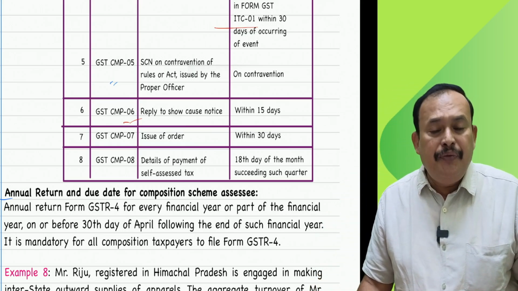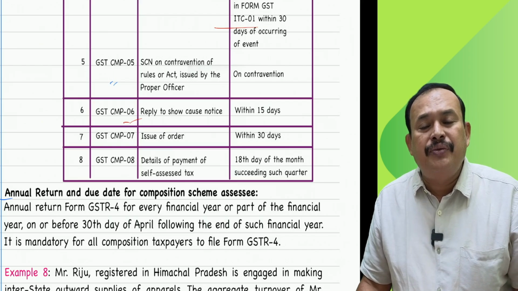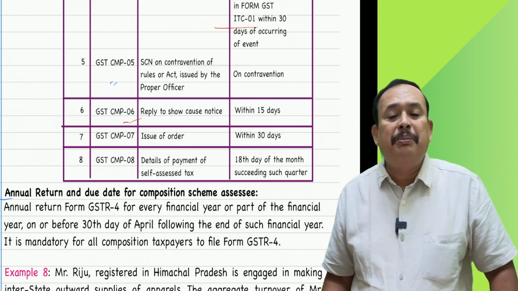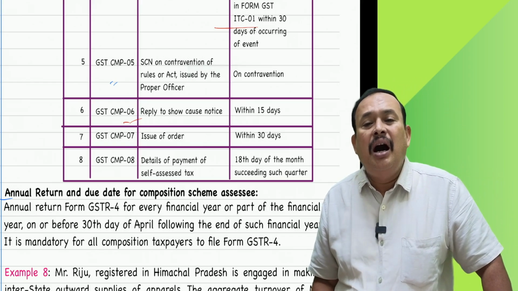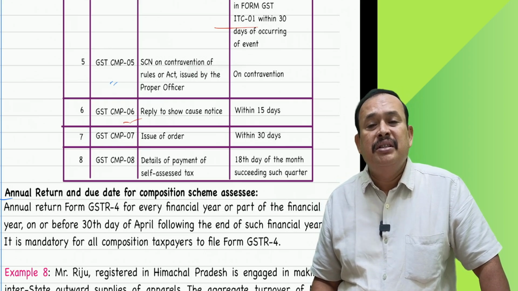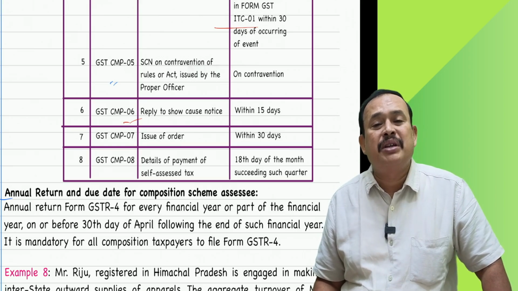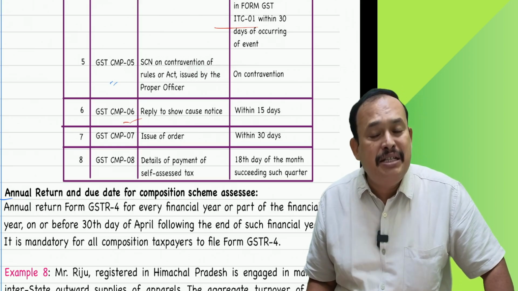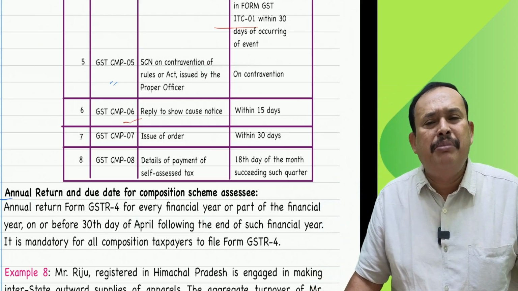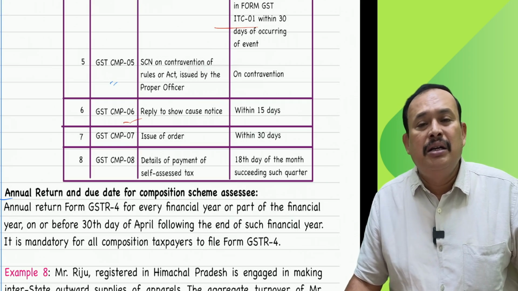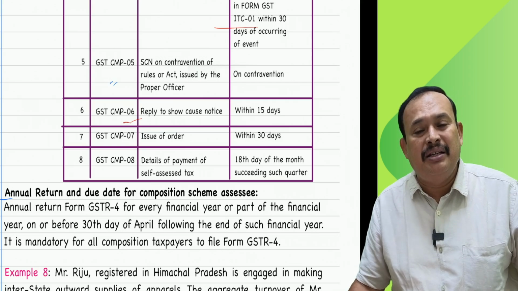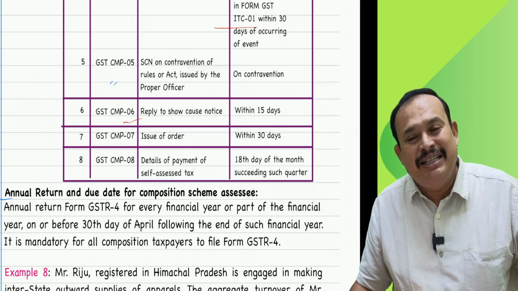CMP-07, if you apply for withdrawal of the composition, the department will pass the order. Or if you want to go for composition, you say, sir, please allow me to go for composition. You intimate the department, I submit, the department grants the order to go for composition, in form CMP-07, within 30 days.